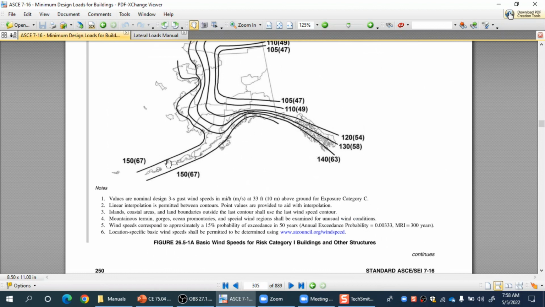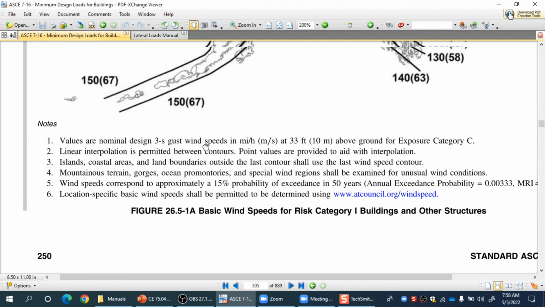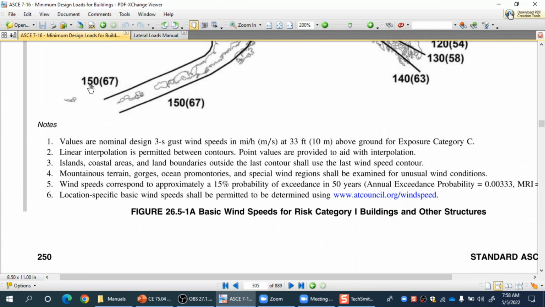Obviously, more importantly, I want to highlight here that first of all, these values are the nominal 3-second gust wind speed. So actually miles per hour is outside the parentheses, and then we have the meter per second velocity in the parentheses. So these are 3-second wind gusts, which means that for any particular 3-second duration, this is the maximum number recorded, and this is the standard hazard definition for design wind speed in this particular reference.